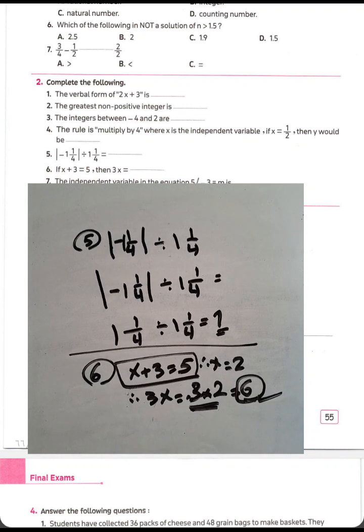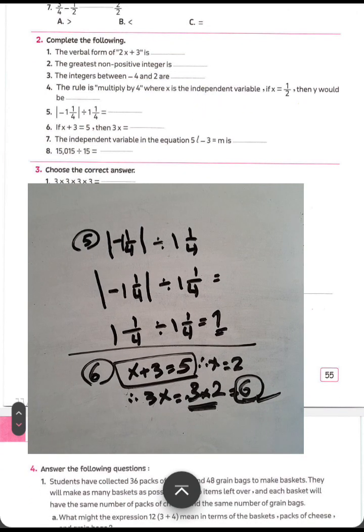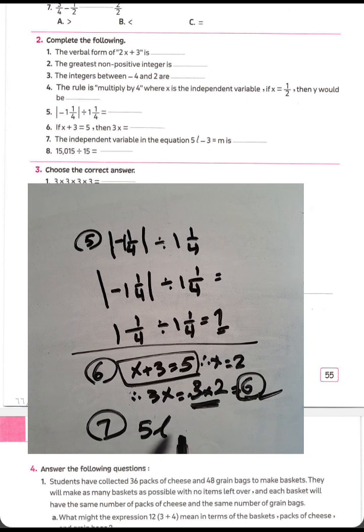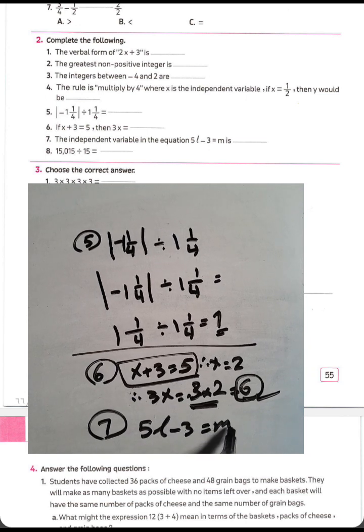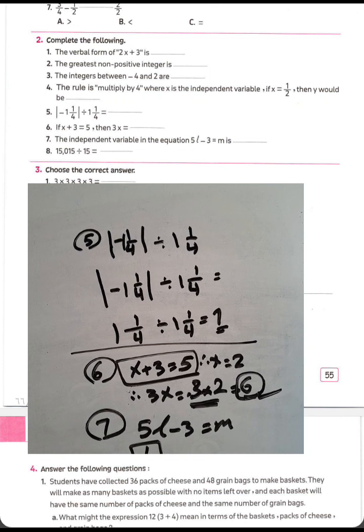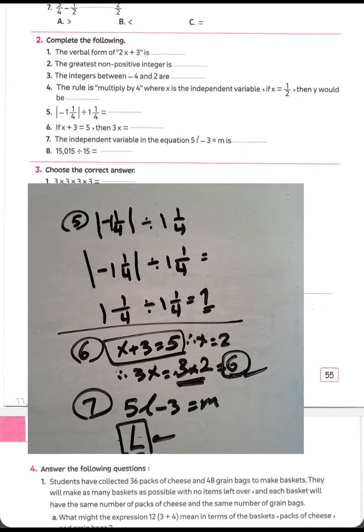Okay. Question number 7. The independent variable in the equation. We have 5l minus 3 equals m. We have the equation. He asked about what? The independent variable here will be L. Okay, right? L is the solution for question number 7.